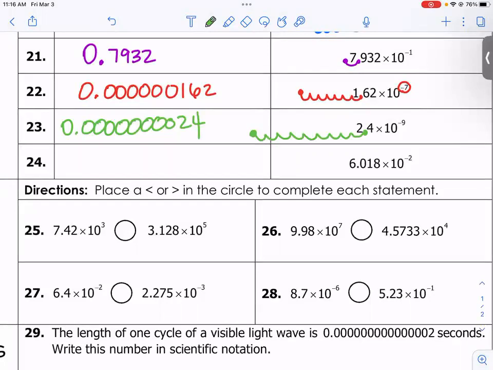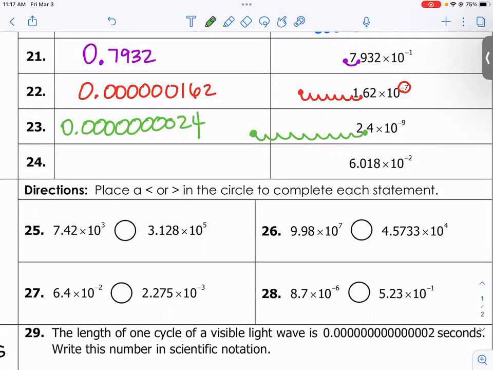Do you see how in the case of this number 23, scientific notation is just a more convenient way of writing this number? It takes up less space on our paper. Okay. On the left, that's what it means: 0.0000024. But it's a lot nicer to write it, taking up less space, using less pencil lead, as scientific notation.